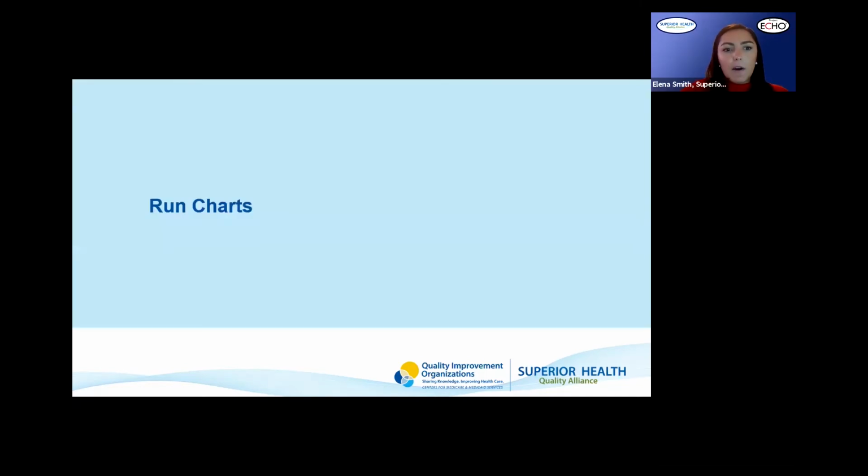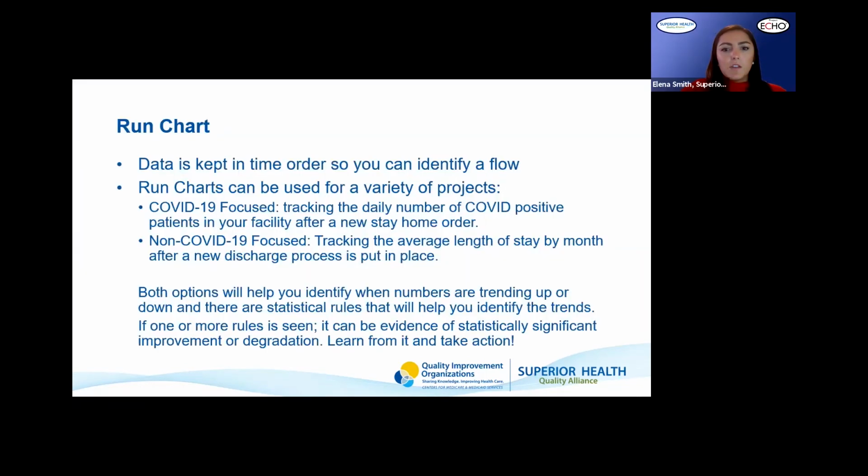The next thing we'll talk about are run charts. Run charts tell us, has our change resulted in an improvement, and did I hold the improvement? Data within run charts is kept in time order so you can identify a flow. These are especially helpful after you've made a change. You can notate the area and the time that the change was made on the run chart and see how that information changes from the information before the change.